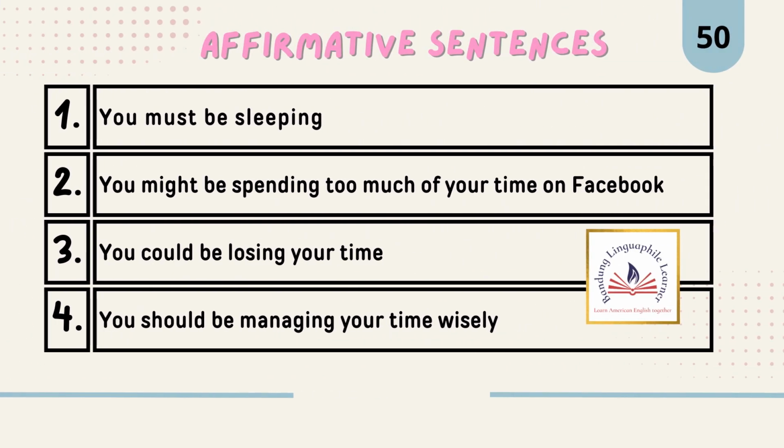Affirmative sentences. For example, number one, you must be sleeping. Number two, you might be spending too much of your time on Facebook. Number three, you could be losing your time. Number four, you should be managing your time wisely.